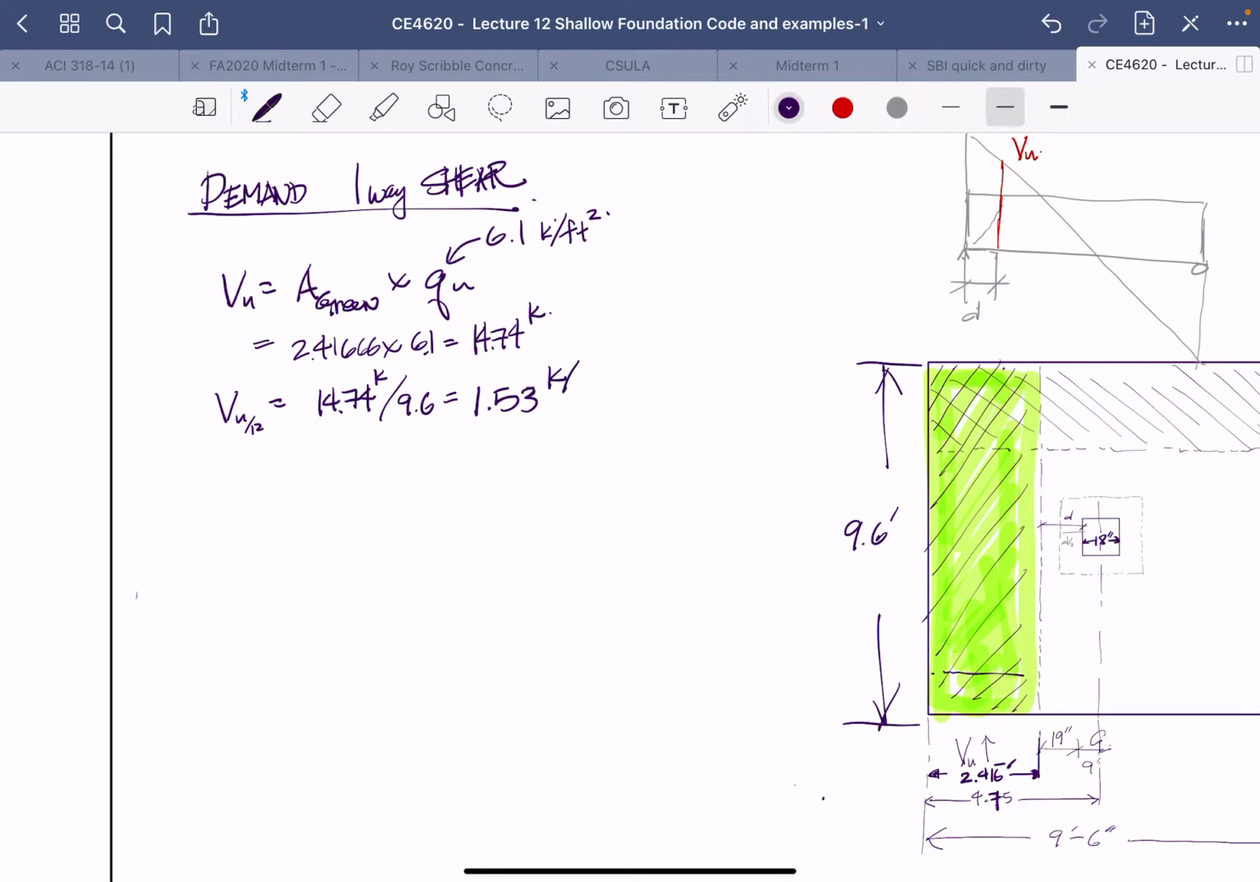Let's see what the moment would be, right? So check it out. Moment, Mu, it's literally going to be, right? I'll say this is face of column. It's going to be that distance. So what are we? It's going to be 9.96 minus the 9 inches, so we're at 8 foot something. So 9.5. That's right. 8.75.